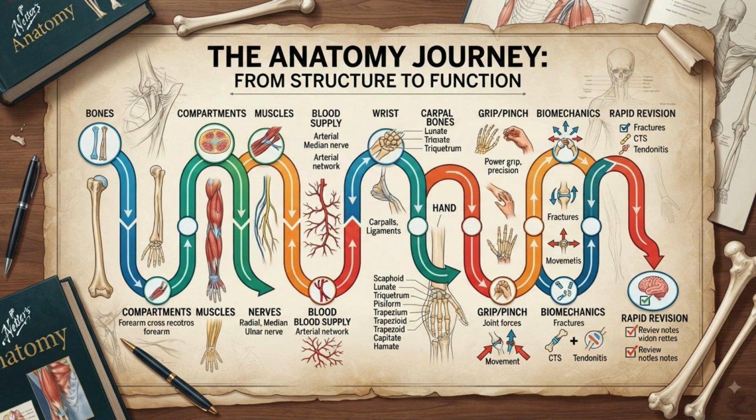Our sequence is bones, compartments, muscles, nerves, blood supply, pronation and supination, wrist, carpal bones, hand muscles, grip and pinch, biomechanics, clinical anatomy. At the end, we'll have a rapid fire revision section. Let's start with the two bones of the forearm.